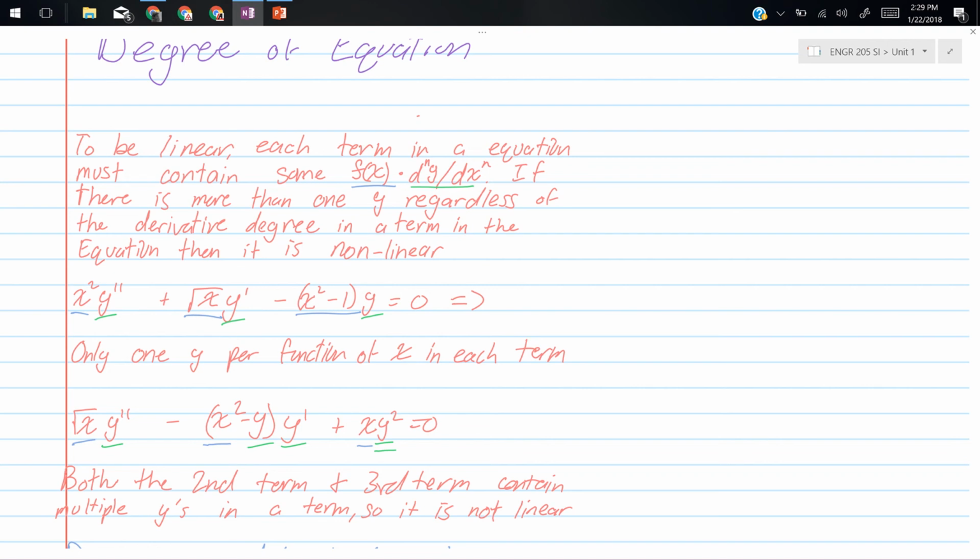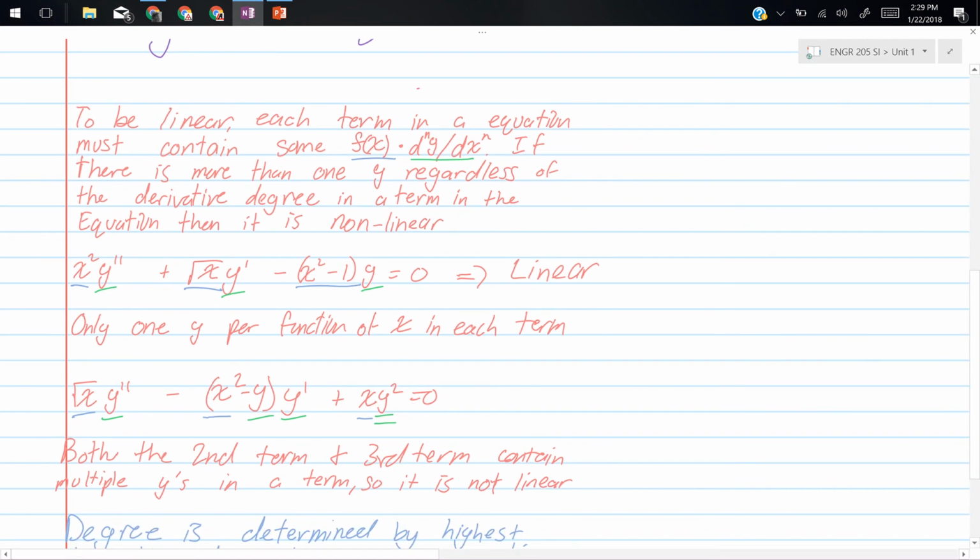So let's look at a couple of example problems to understand this fully. For this first one, we have x squared y double prime plus square root of x y prime minus x squared minus 1 times y equals 0. Every underlined blue term is a function of x, so that denotes our f of x, and the green underlined term represents our y. Again, the first one's y, the second one's y prime, the third one's y double prime. We see there's only one y per term and an f of x per term, so we can safely assume that this is linear, because it has one y per some function of x. There's no exponential growth or anything like that, and there are not multiple y's per term.